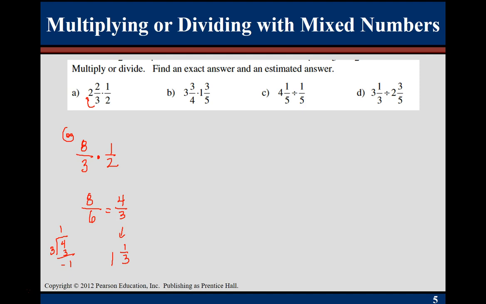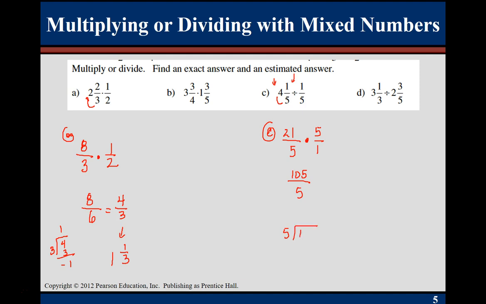For letter C, I'll still need to start with changing my mixed number to an improper fraction. 5 times 4 is 20, plus 1 more is 21. That's my new numerator. Now I have division, so I'm going to need to change that to multiplication and take the reciprocal of the second fraction. 21 times 5 is 105, and 5 times 1 is 5.